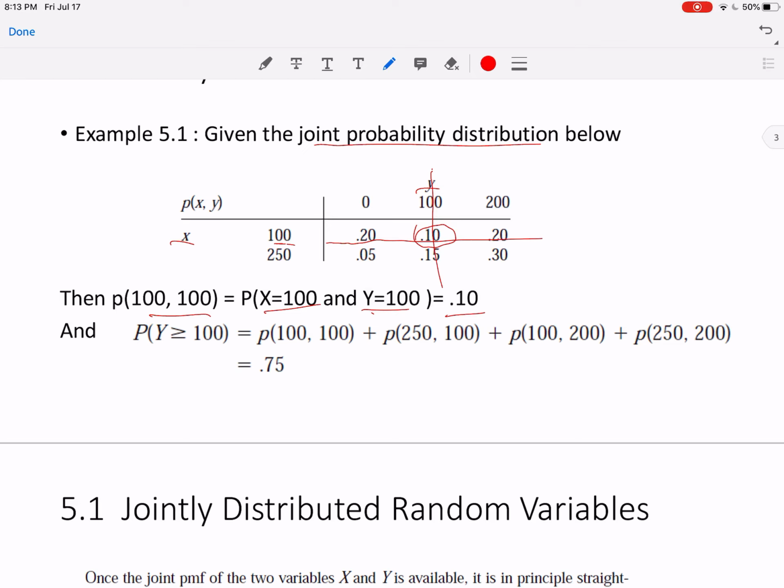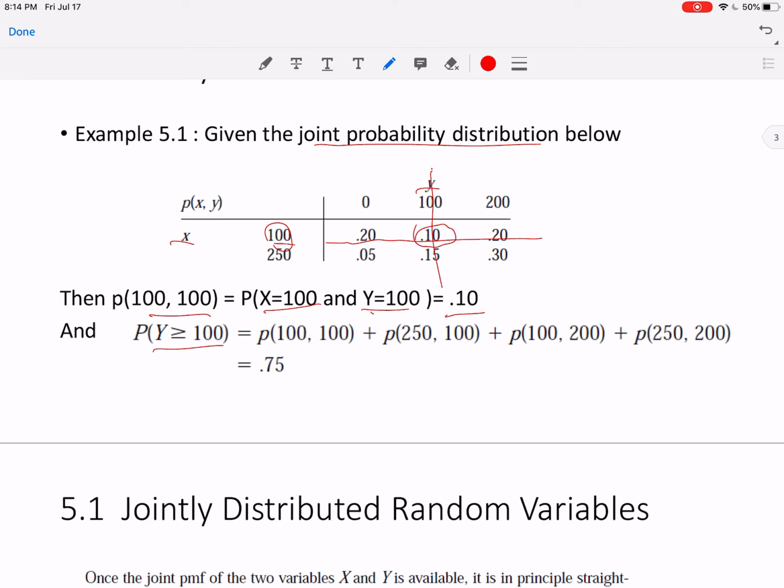This is the probability of this outer pair in the joint probability distribution for x and y equal to 100. And then let's take a look at what is the probability y is greater than or equal to 100. Since we're looking for the probability that y is greater than or equal to 100, we don't have to worry about x. X could be any value it could be. We just need to guarantee y is greater than or equal to 100.